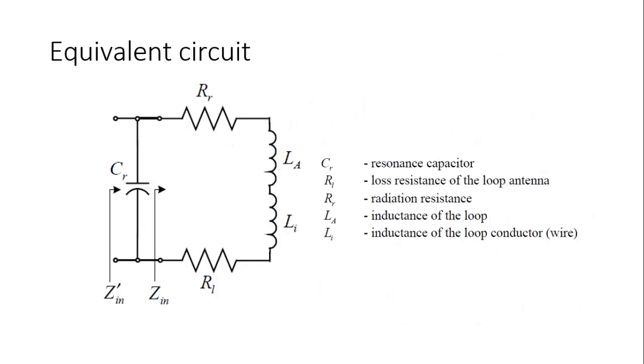Here RL is the load resistor, LA and Li are inductances, and CR is the resonance capacitor. RL is the loss resistance of the loop antenna, RR is the radiation resistance, LA is the inductance of the loop, and Li is the inductance of the loop conductor, that is the wire. Using this circuit, we are finding the radiation resistance. The circuit will not appear in the antenna; internally, this is constructed in the antenna. Using this equivalent circuit, you can decide how much radiation resistance will occur in a small loop antenna.